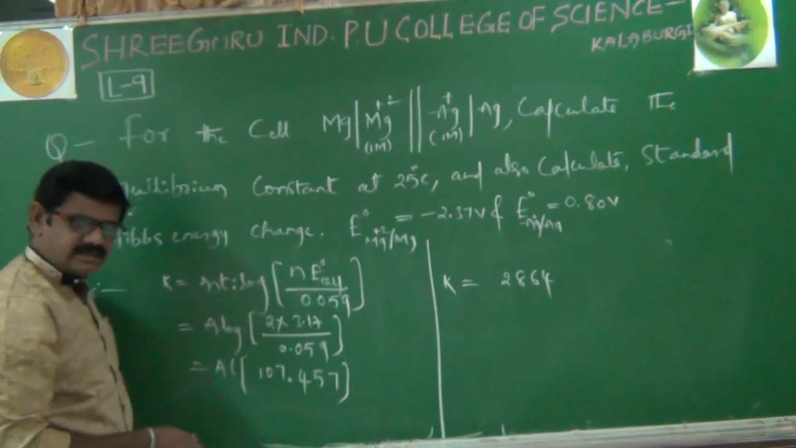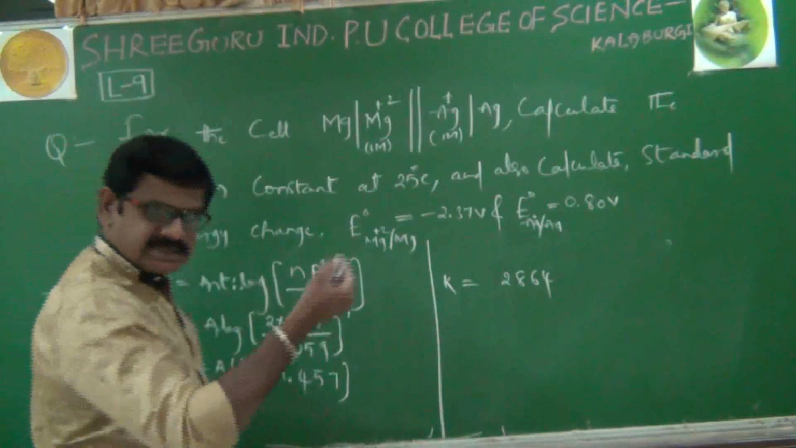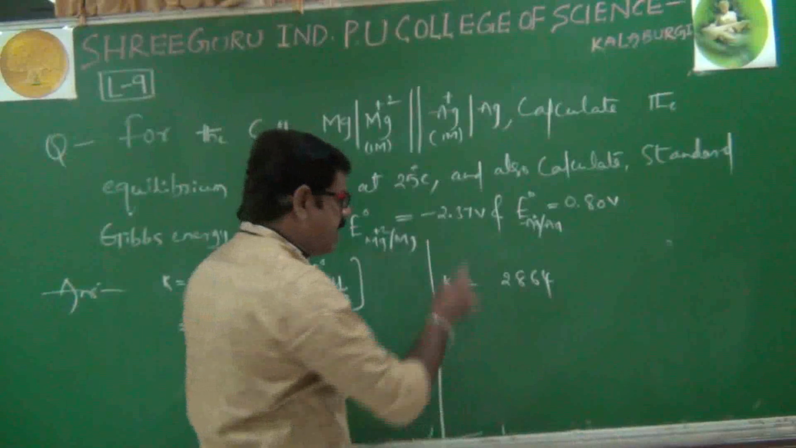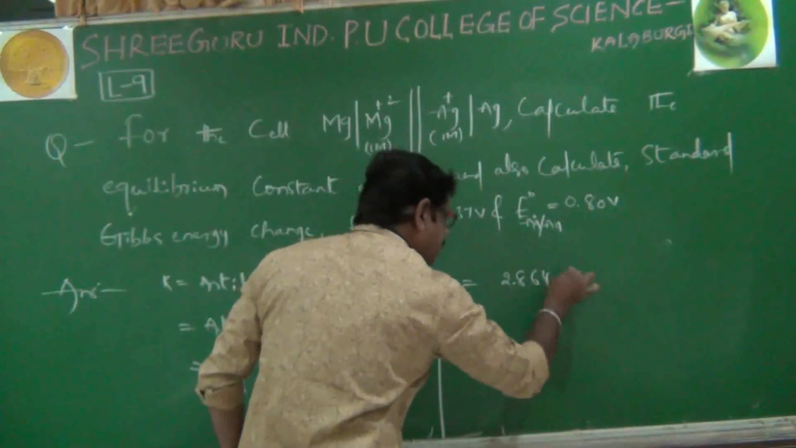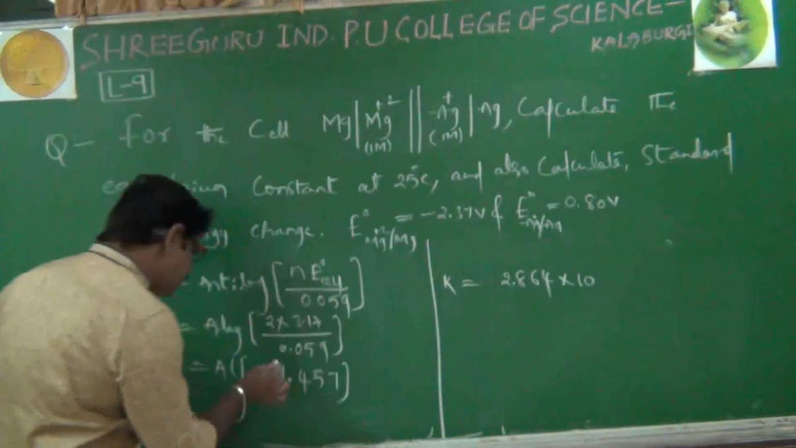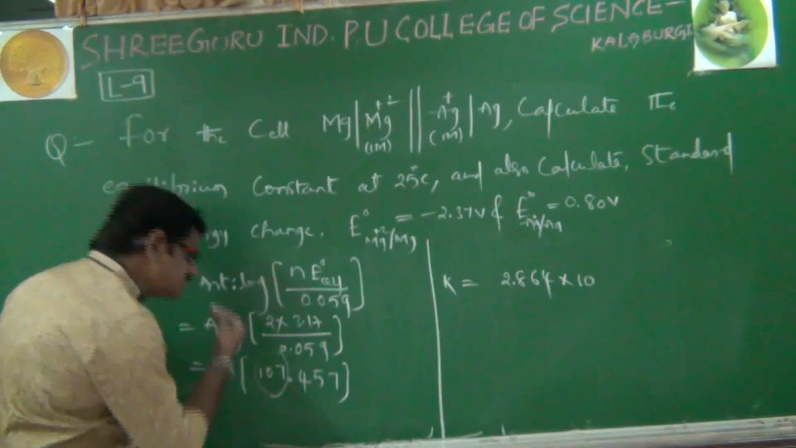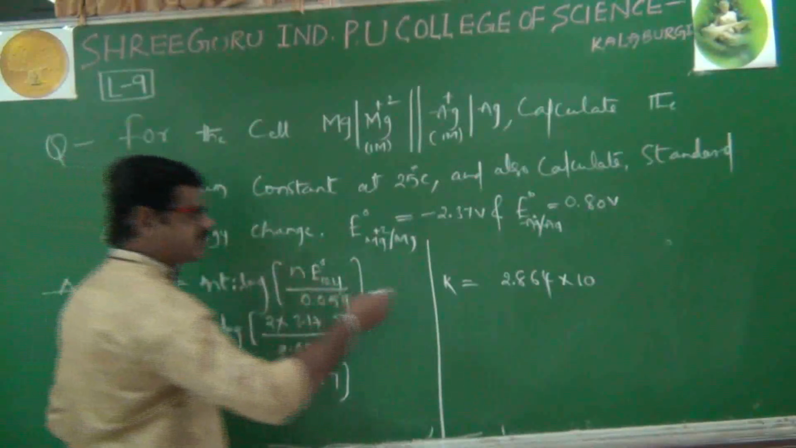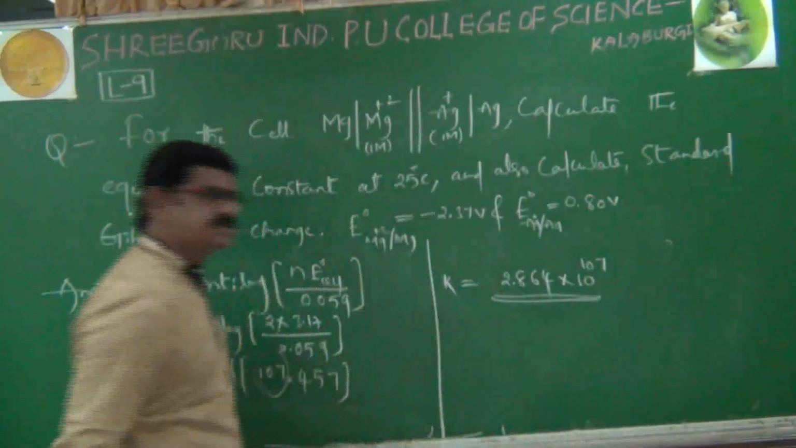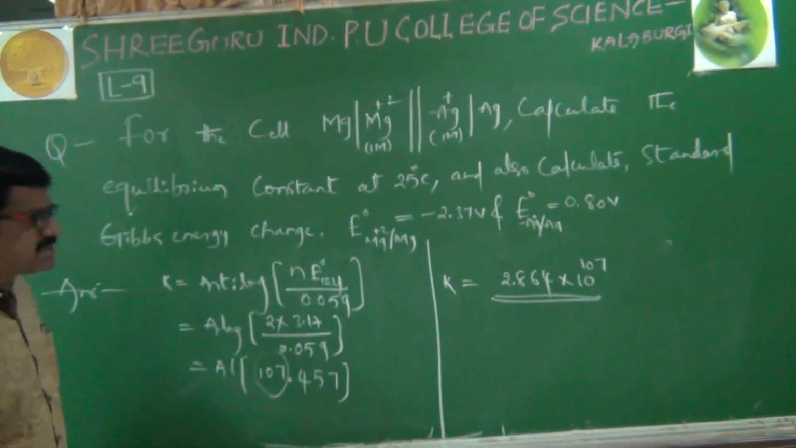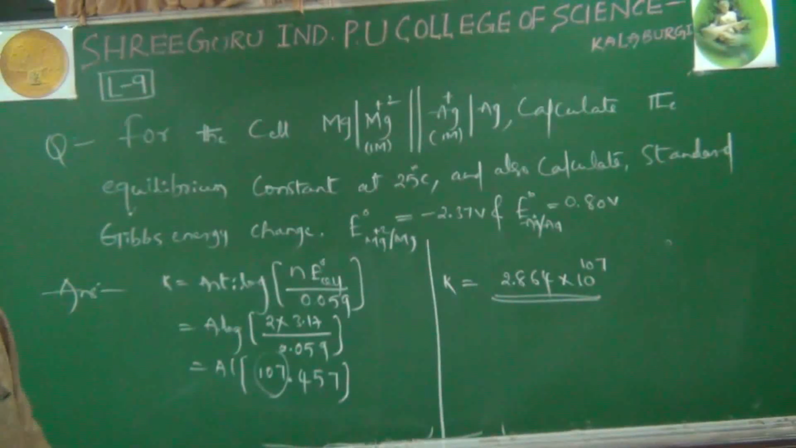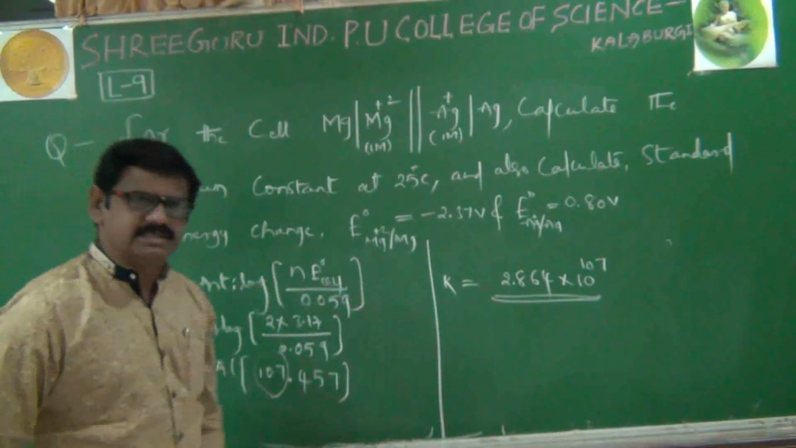But that is not the final answer. Immediately what do we have to do? One trick I explained in the last video: from left to right, after the first digit we have to keep a point, times 10 to the power of, and whatever value is there before the point, that value as it is you write as the power. That's it. This is your answer. K equals 2.864 × 10^107 is the answer for the equilibrium constant.